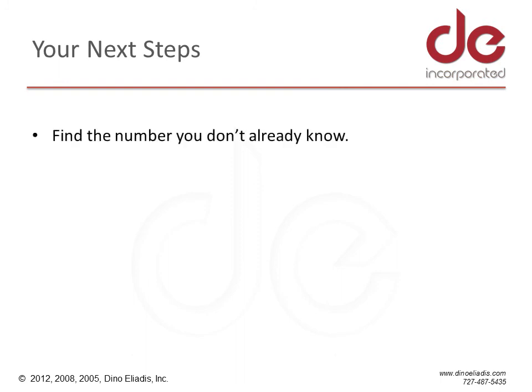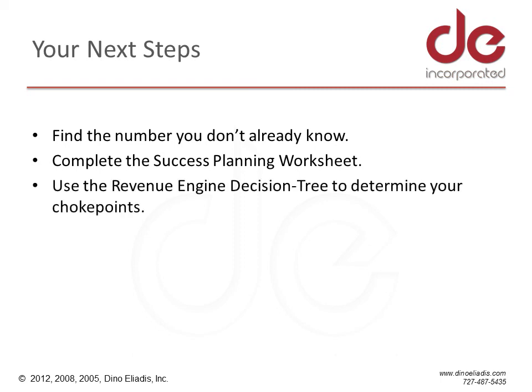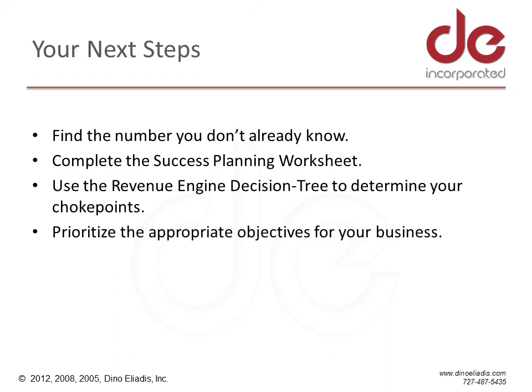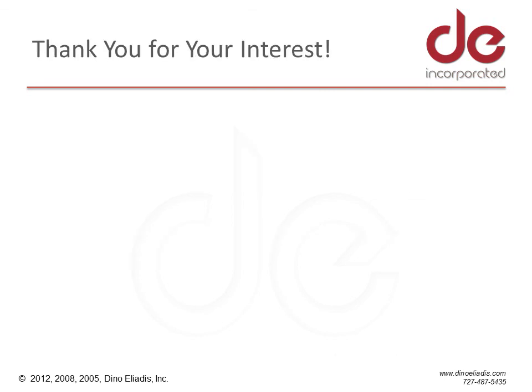First, find the numbers that you don't already have. Complete the success planning worksheet that's part of this series. If you don't have one, contact DE Inc. We'll be happy to get you one out free of charge. Use the revenue engine decision tree then to determine what your choke points are, and prioritize the appropriate objectives for your business plan based on that. Finally, work your plan and success is yours.